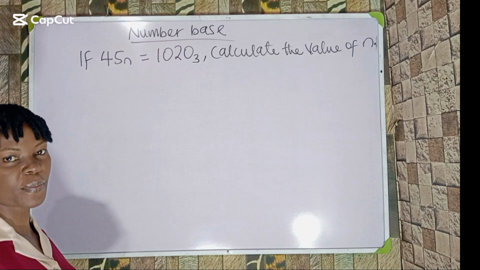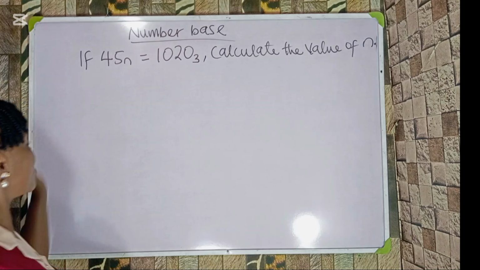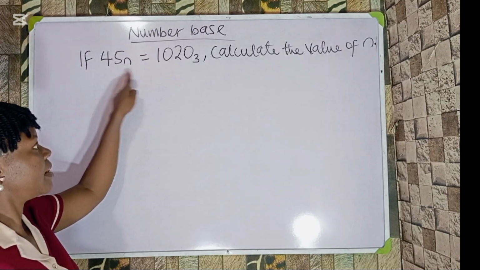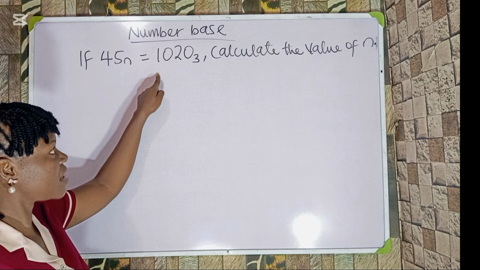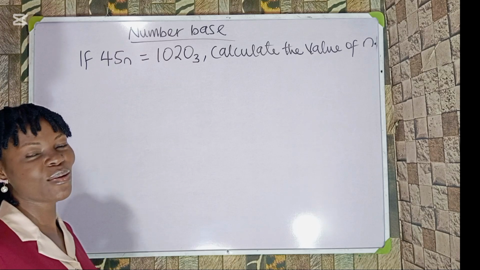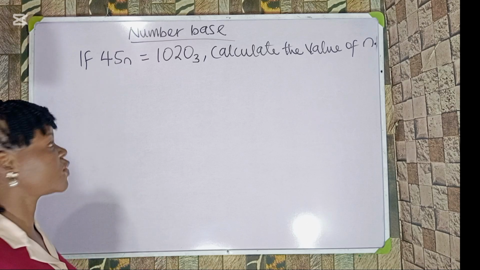This simple number base problem is on the board. Let's work it out and get the correct answer. Now, if 45 in base n is equal to 1020 in base 3, the question says, calculate the value of n. It's so simple. See how we are going to do that.